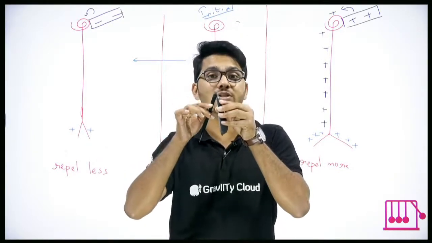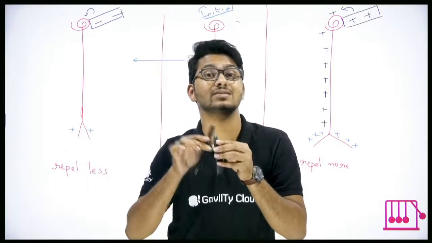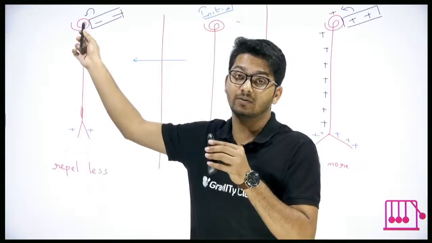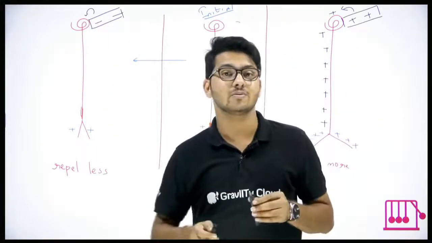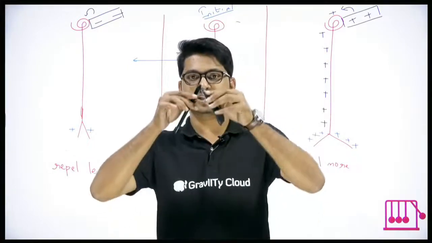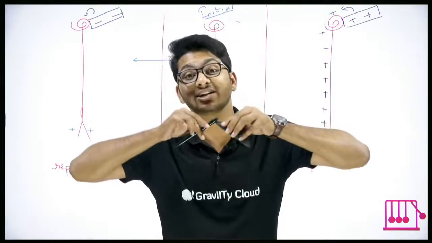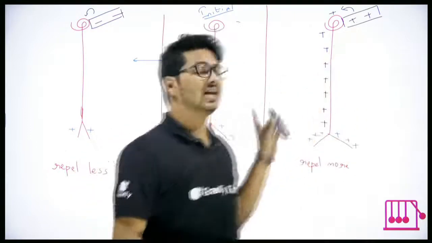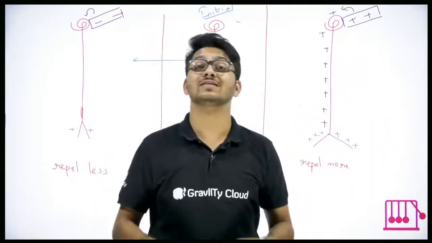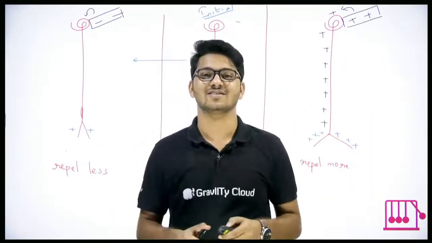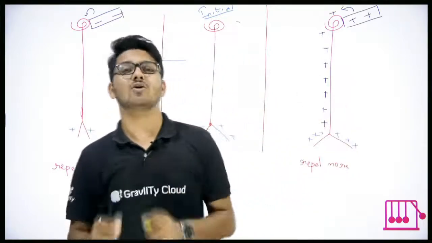So if they come closer, if they repel less, what does that mean? That means it is of opposite charge. Here initially it was positive, opposite will mean negative. But if they repel more, they are getting more of the same charge. That means initially it was positive, and the rod touching will also be positive. So that's how we decide.